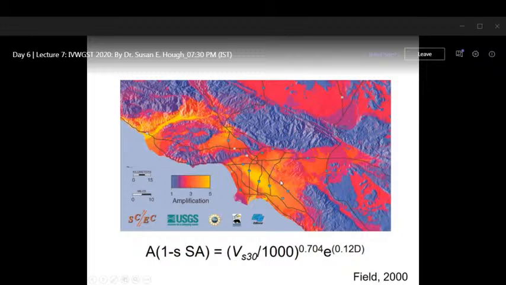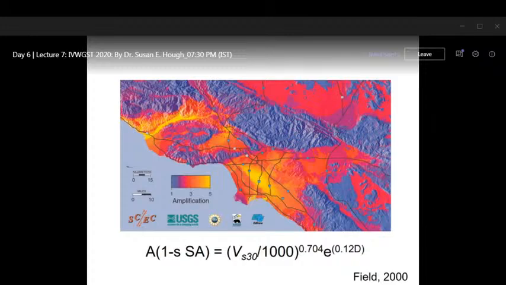So this is Los Angeles. You can see that there's quite a bit of amplification predicted. And then in the LA Basin, you have valleys. Now one key point for my talk is if you look at this map, it suggests that the worst shaking is going to be in these yellow areas. That's where the strongest amplification is going to be.